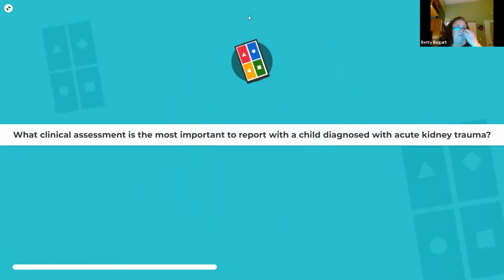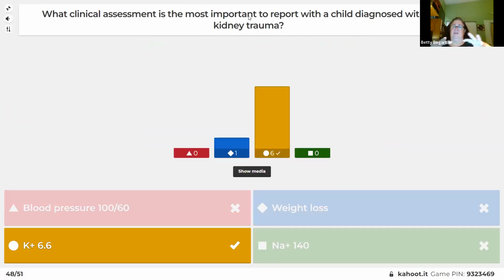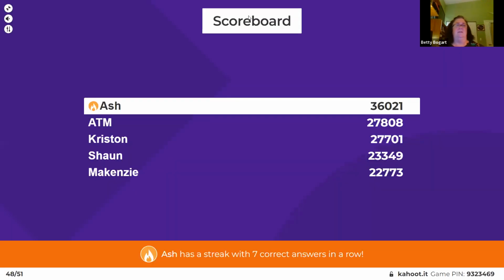What clinical assessment is the most important to report with a child diagnosed with an acute kidney trauma? I had a kid come running around and was playing hide and seek, and he hit the trailer hitch on a trailer, and it was right at the level of his kidney, and he had this huge bruise back there. His potassium was above 6 somewhere, and that was their biggest thing that they were worried about. And of course you worry about cardiac dysrhythmias.